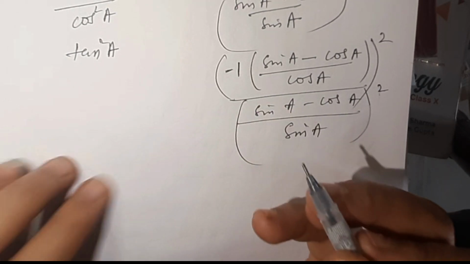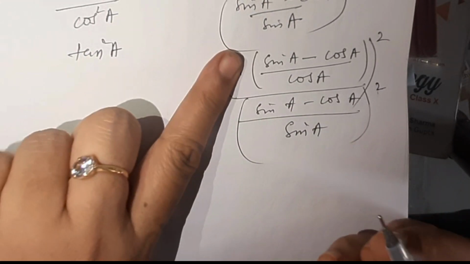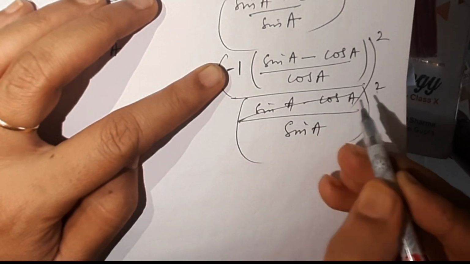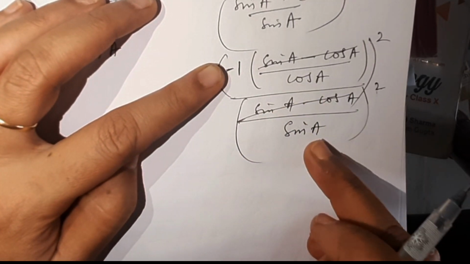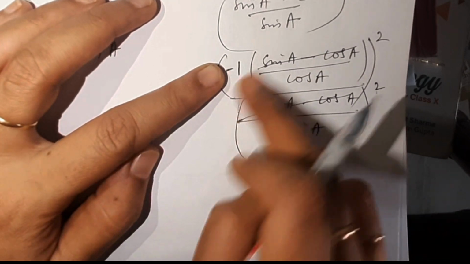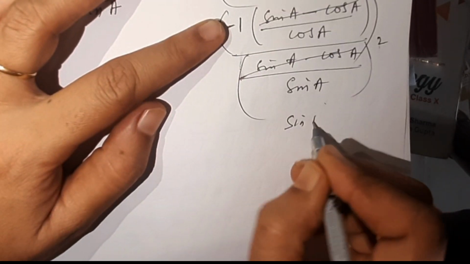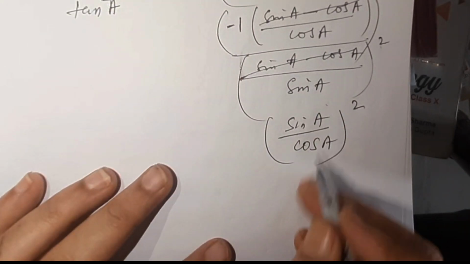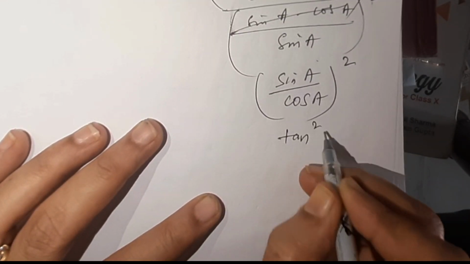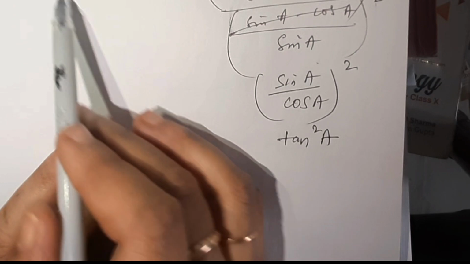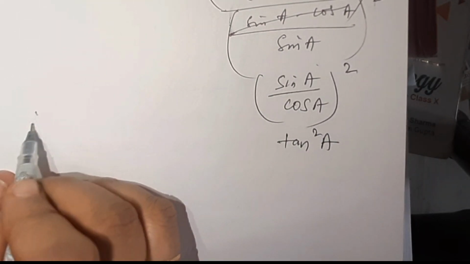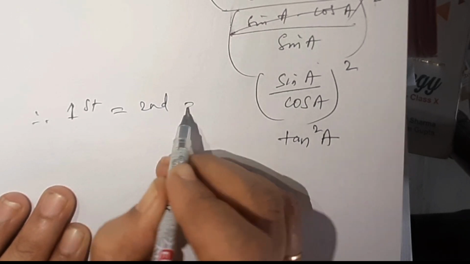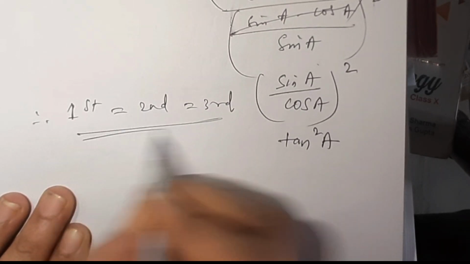Minus 1 square will be plus 1 only, so it doesn't matter whether we have taken it common or not. Now the like terms will get cancelled. Sin A minus cos A is getting cancelled. Now sin and cos both are in division, so they get reciprocal. So the term is sin A upon cos A whole square. Sin upon cos is tan, so we can make it tan square A. Thus we got all the three terms as tan square. Therefore first term is equal to second term is equal to third term. So thus we proved it.